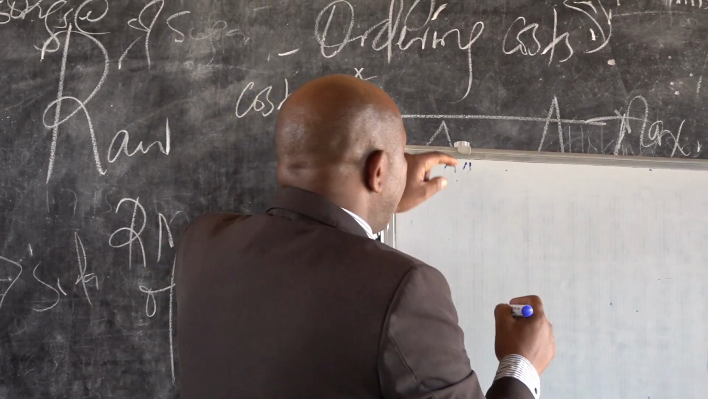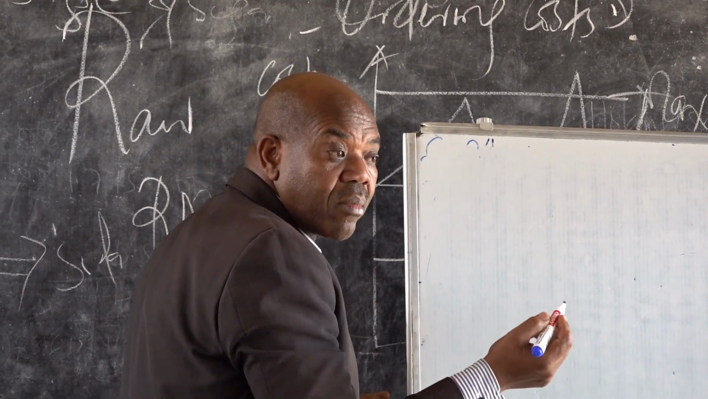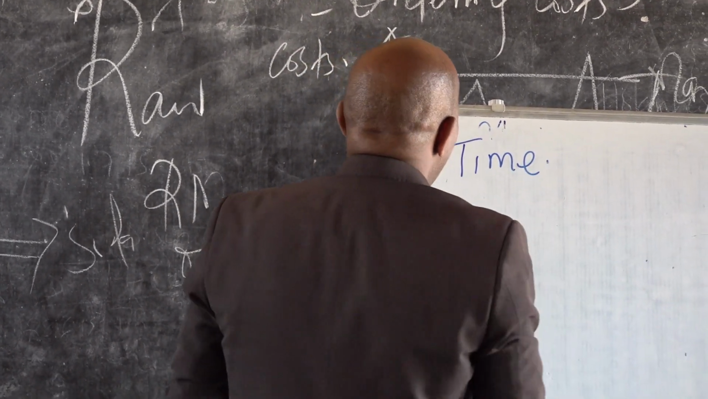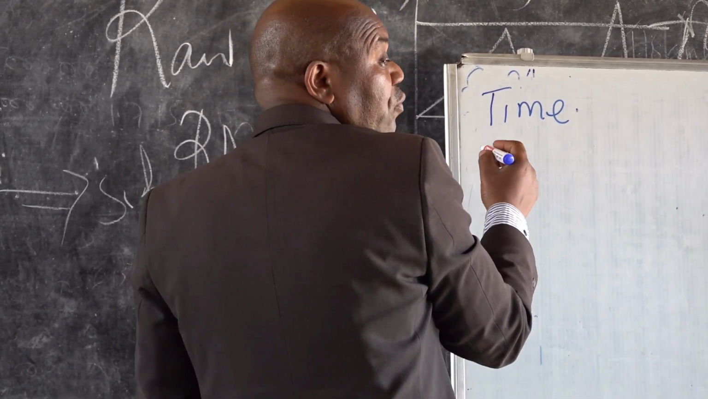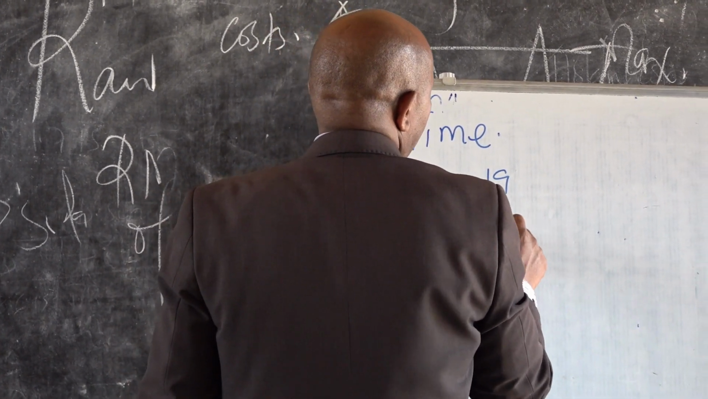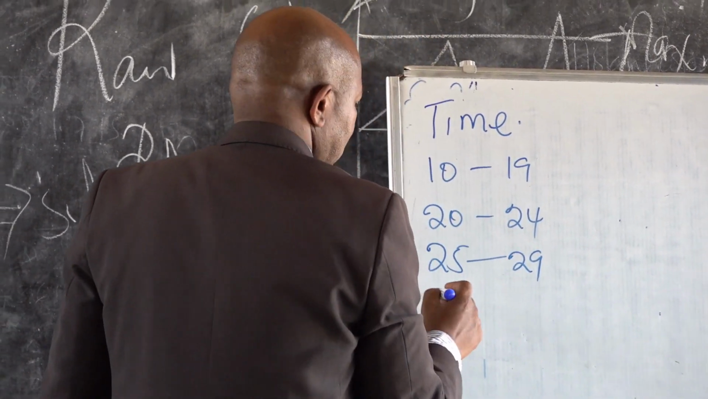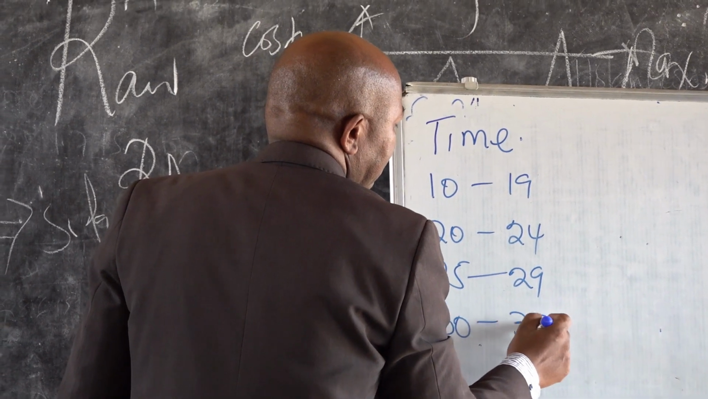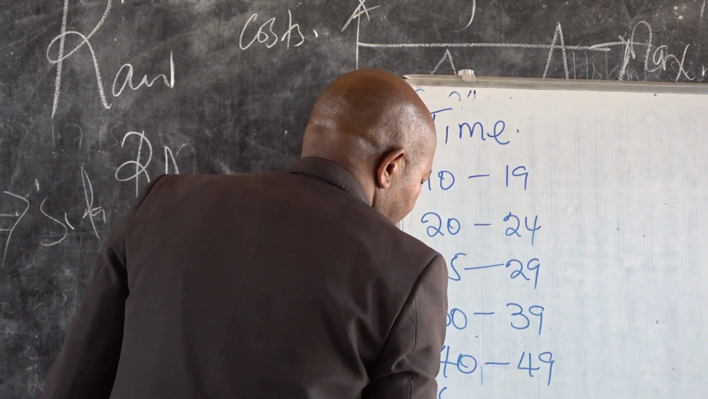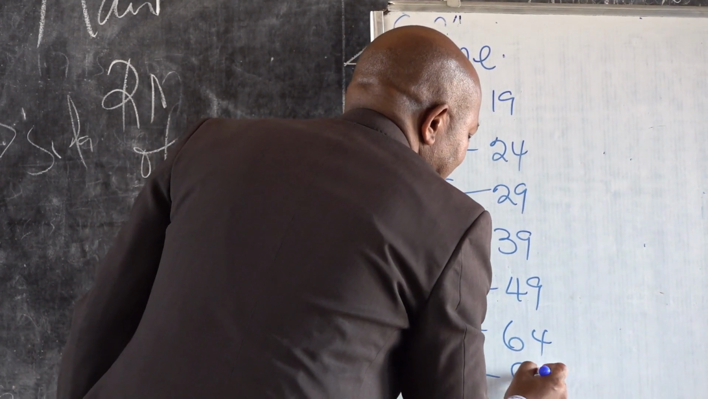I want to write: what is the name of the group? What is on top? Time. So can we put time here? And then you give me the groups. 10 to 19, 20 to 24, 25 to 29, 30 to 39, 40 to 49, 50 to 64, 65 to 89. Is that the last one? Yes.